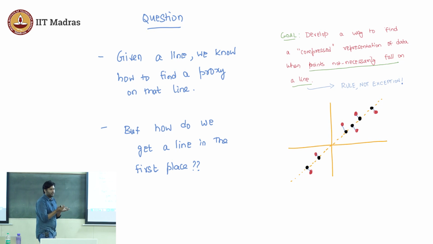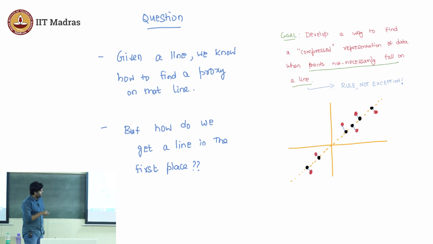So, we are assuming that there is a linear relationship between the features that you have, and given this assumption, how can you make that line precise? How can you find that line? That is the real question that we are asking. In other words, here is the goal. We want to develop a way to find a compressed representation of data where points not necessarily follow a line.